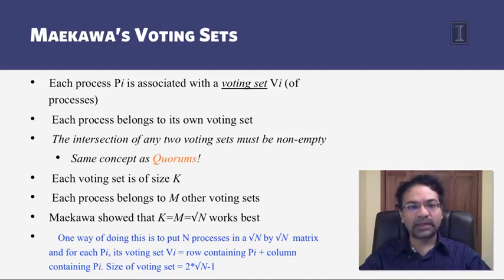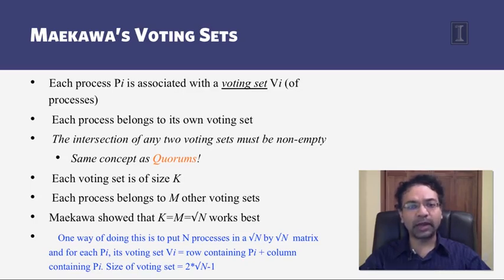Each process Pi is associated with a voting set called Vi. The voting set consists of a few other processes from the group. Each process must belong to its own voting set Vi. Now the voting set is not all the other processes in the group, which is essentially the approach of the Ricart-Agrawala algorithm, but the voting set is only a small subset of the group.